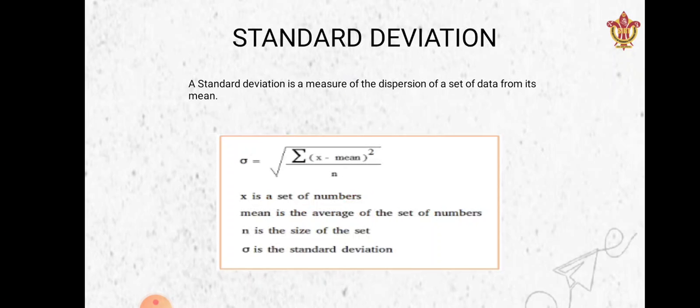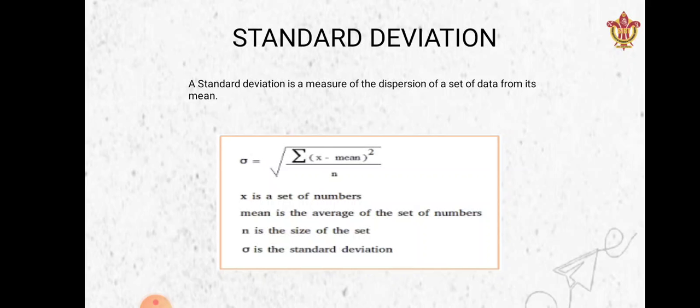Coming to the standard deviation, a very important point, because the numericals are totally based on the standard deviation concept, and we need to calculate its value. It is a measure of dispersion of a set of data from its mean. How much the data has been dispersed from the mean is what the standard deviation tells, which is given by the formula rho equal to under root of summation of (x minus mean) square upon n.